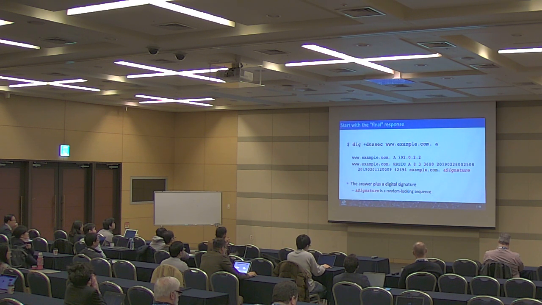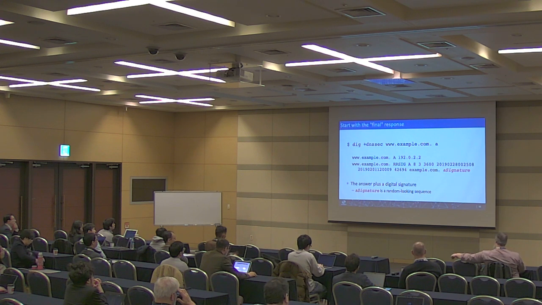So let's start with the dig. I use dig here as an example of querying the DNS, the domain information groper. I ask it for www.example.com's A record. I get back my A record on top, and below that I get a signature record which has information in it. I'll talk about that in the next slide. And that's where I start my work from.